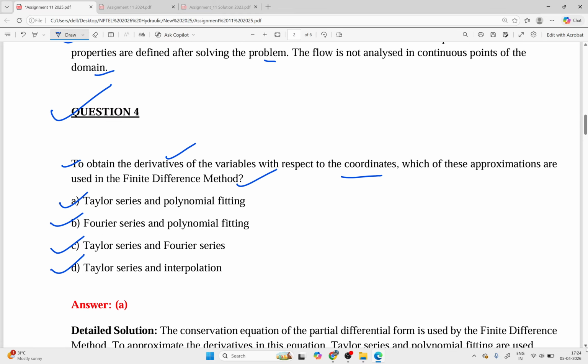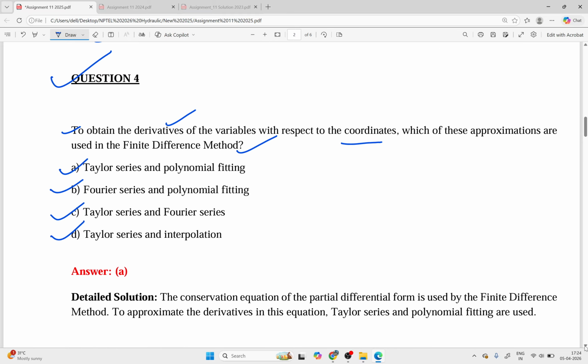Yes, your option A is correct here. To obtain the derivative of a variable with respect to coordinates, meaning with respect to x, y, z, you need Taylor series and polynomial fittings.